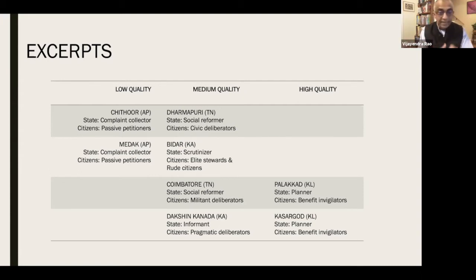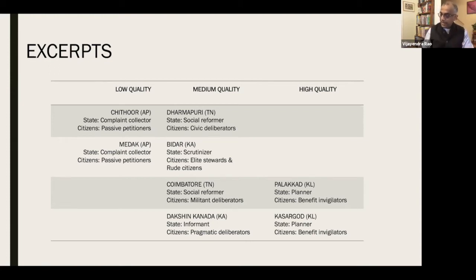And the book then goes on to various kinds of comparisons: Medak and Bidar, Coimbatore and Palakkad, Dakshin Kannada and Kasaragod, and so on and so forth. I'm going to quickly read two excerpts: a Gram Sabha in Chittoor district, compared to a Gram Sabha in Dharmapuri district in Tamil Nadu, which is literally 10 kilometers away. Yeah, these two villages are 10 kilometers away from each other.